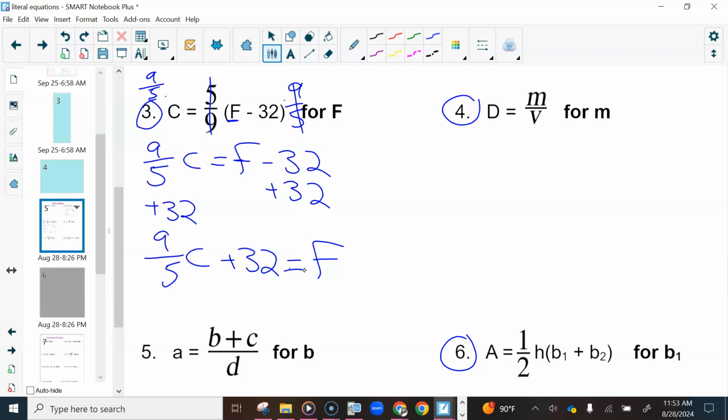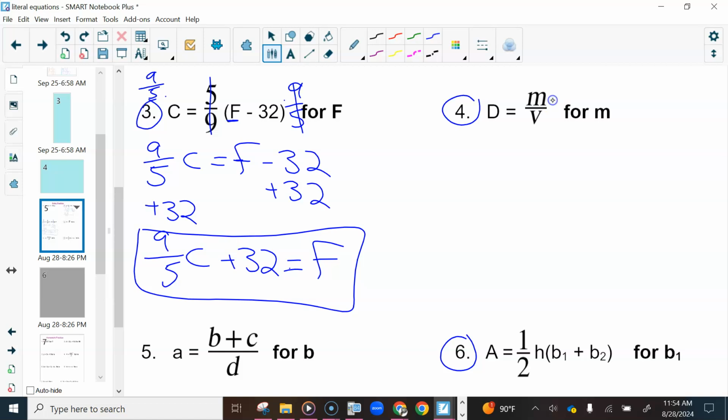Any other questions on that one? So that's the final answer. That is the final answer. How do you know when it's the final answer? When whatever you were trying to solve for, so here we were trying to solve for f, is by itself. Good questions. Alright, number 4, solving for m.